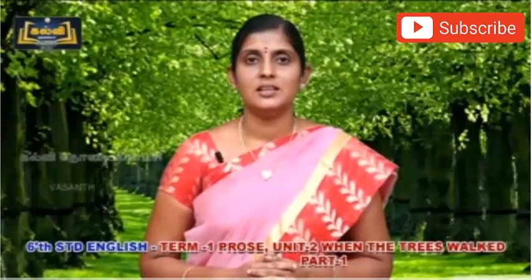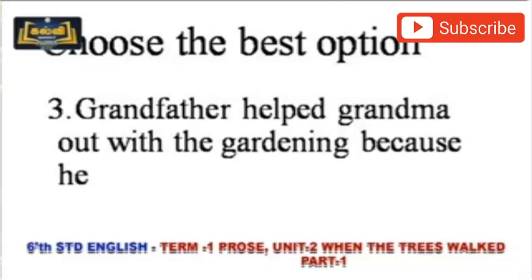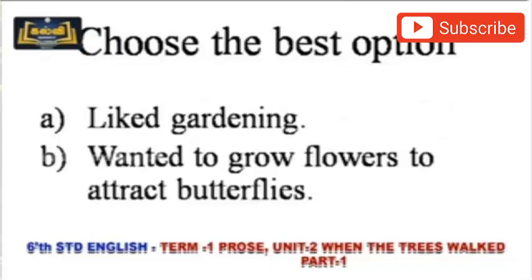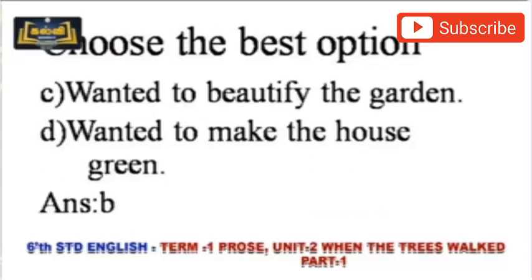And the next question is, grandfather helped grandma out with the gardening because he, option A, liked gardening. Option B, wanted to grow flowers to attract butterflies. Option C, wanted to beautify the garden. Option D, wanted to make the house green. And the correct answer is option B, wanted to grow flowers to attract butterflies.